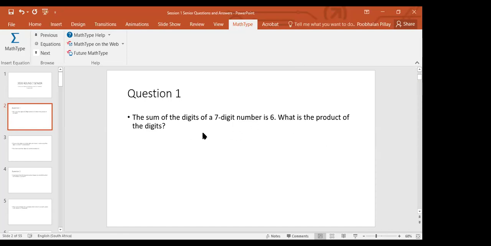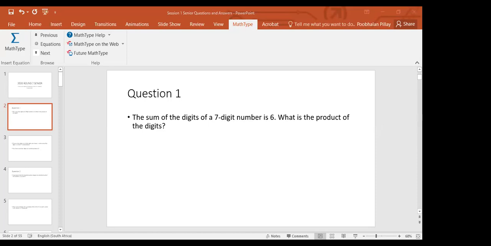I've muted her. I was saying that if the digits are all at least equal to 1, then when you add 7 numbers, the sum will be at least 7. But the sum is 6. So this means that it is not true that all the digits are at least 1. That means one of the digits must be 0, and therefore the product will have to be 0. So the argument is that one of the digits is 0.